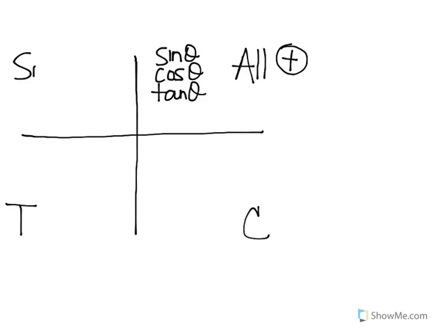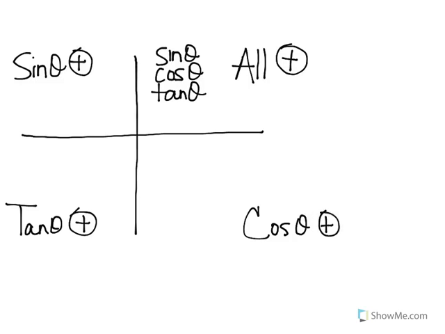S stands for just sine of theta is positive. T is for tangent. Tangent theta is positive. And C is for cosine. Cosine theta is positive. Right? And just to review our quadrant numbers, right? So this is quadrant 1. This is quadrant 2. This right here is quadrant 3. And quadrant 4.